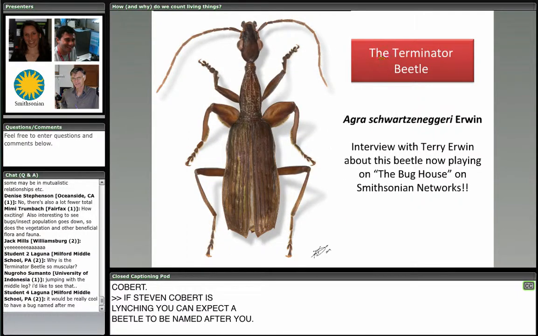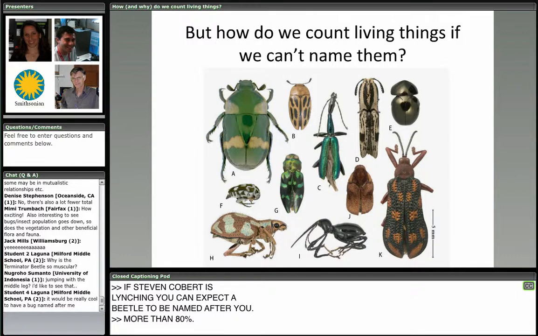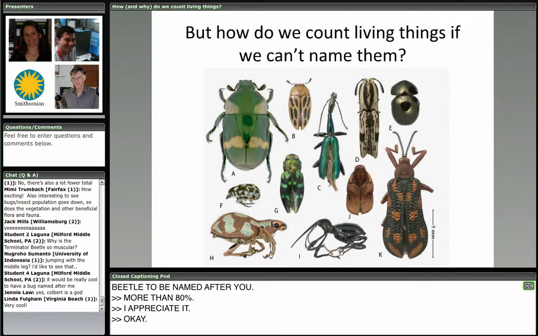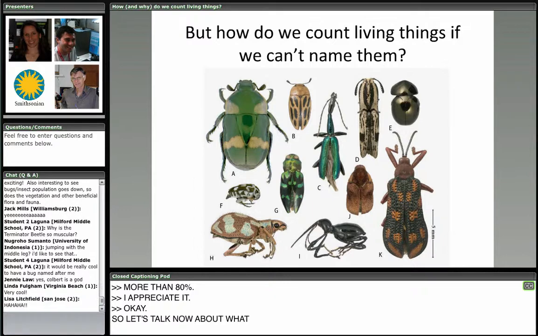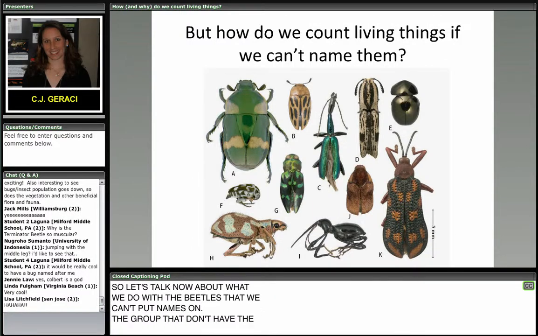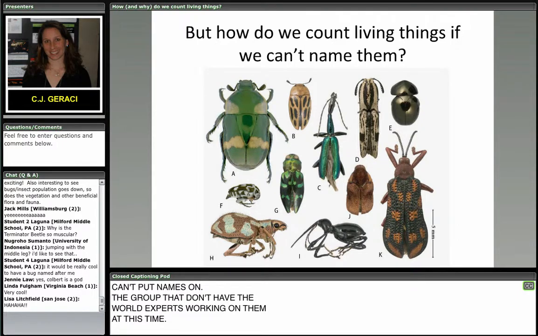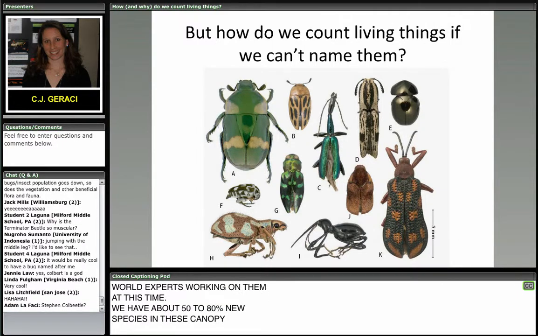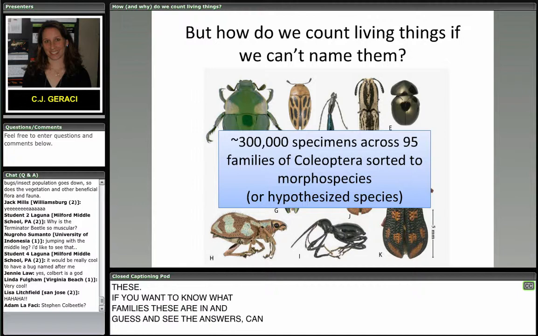Okay, so let's talk now about what we do with the beetles that we can't put names on. So the groups that don't have the world expert working on them at this time. We have about 50 to 80% new species, we think, in these canopy samples. And for many of the groups that you see here, these are all different families of beetles, there is no specialist, or only a few specialists in the world who know how to identify these. If you want to guess what families these are in and see the answers, you can check out the book chapter that we'll post on our virtual exhibit hall. That has the answers.